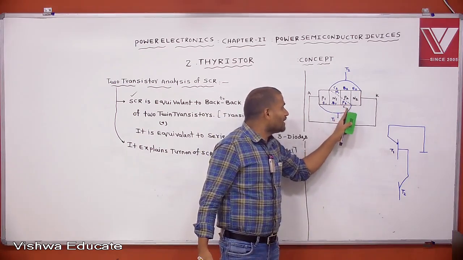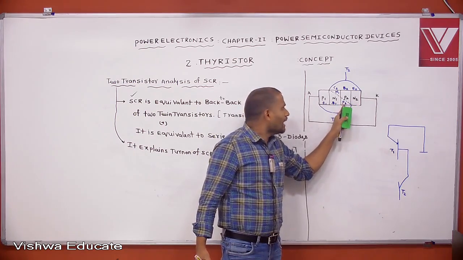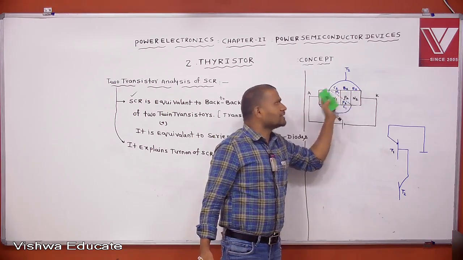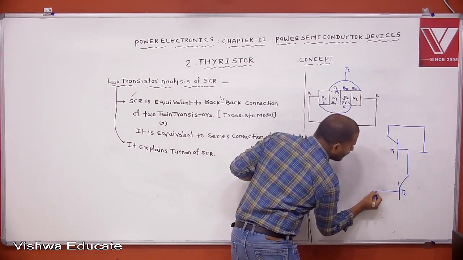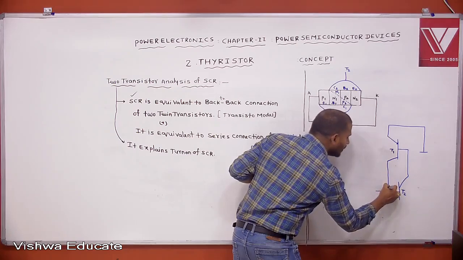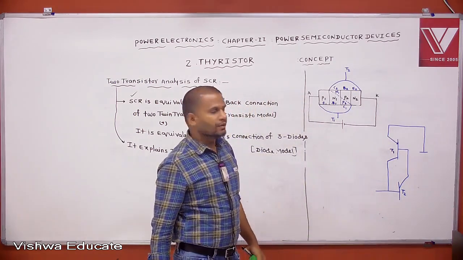Next, this is the collector of T1 transistor. The collector of T1 transistor is connected to the base of T2 transistor. Yes. The collector of T1 transistor is connected to the base of T2 transistor. Okay.